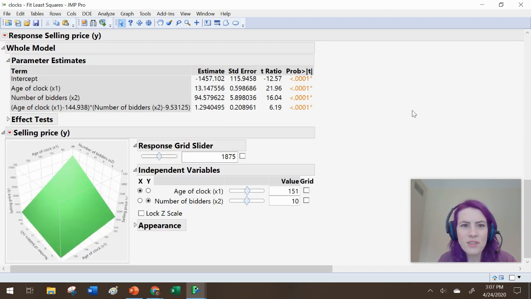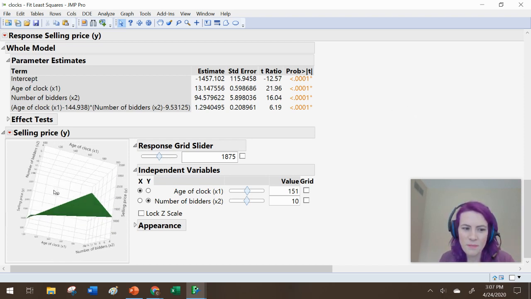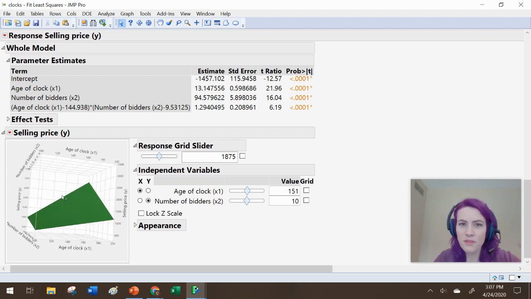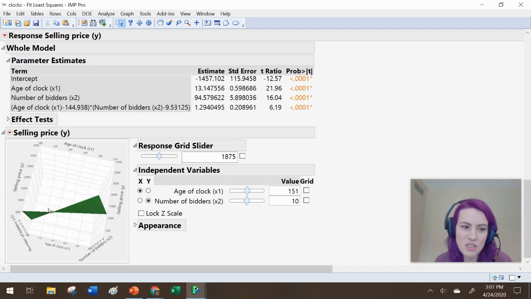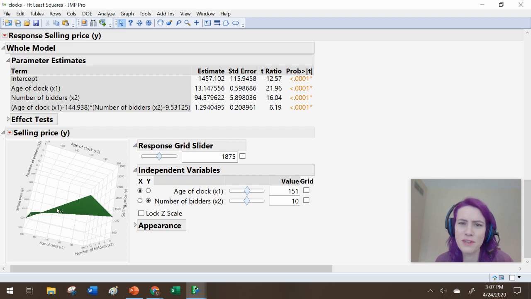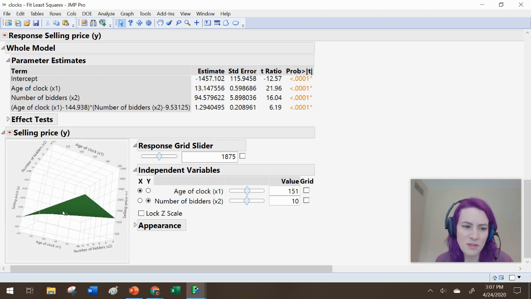So remember, we looked at this the first time we did the grandfather clocks. We saw we had this cube and we could grab it and spin it. In the first order model, what were we spinning around? It was just a square, a flat plane. Here with our interaction term, we can see it's curved. Reminds me of a tarp that you would use over a picnic table or when you're camping. So see, it's got some bends to it.